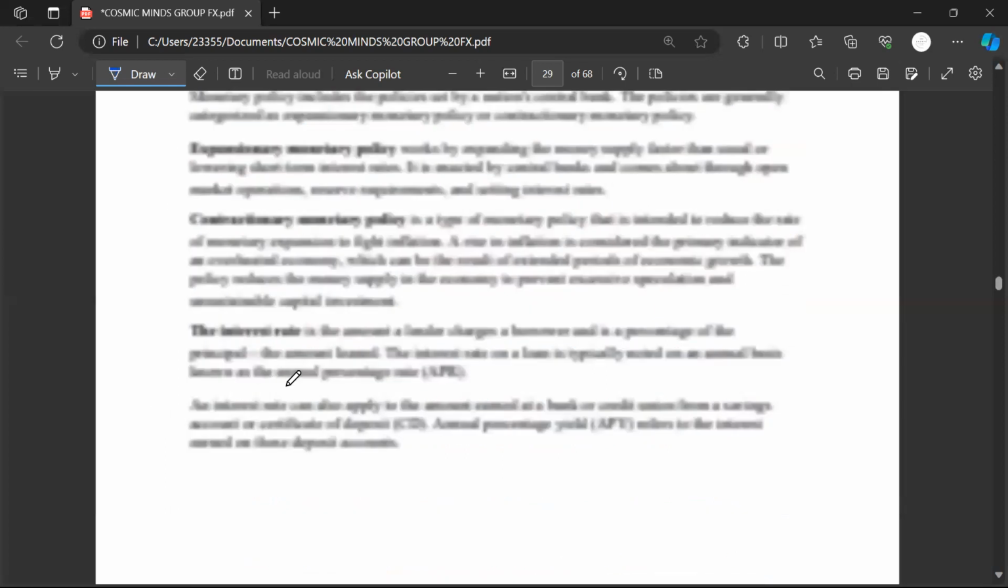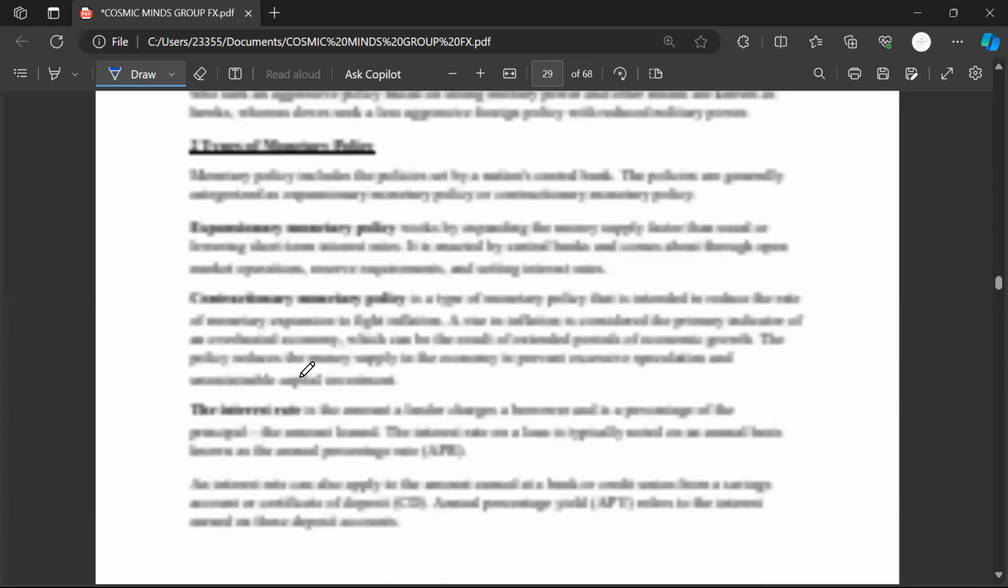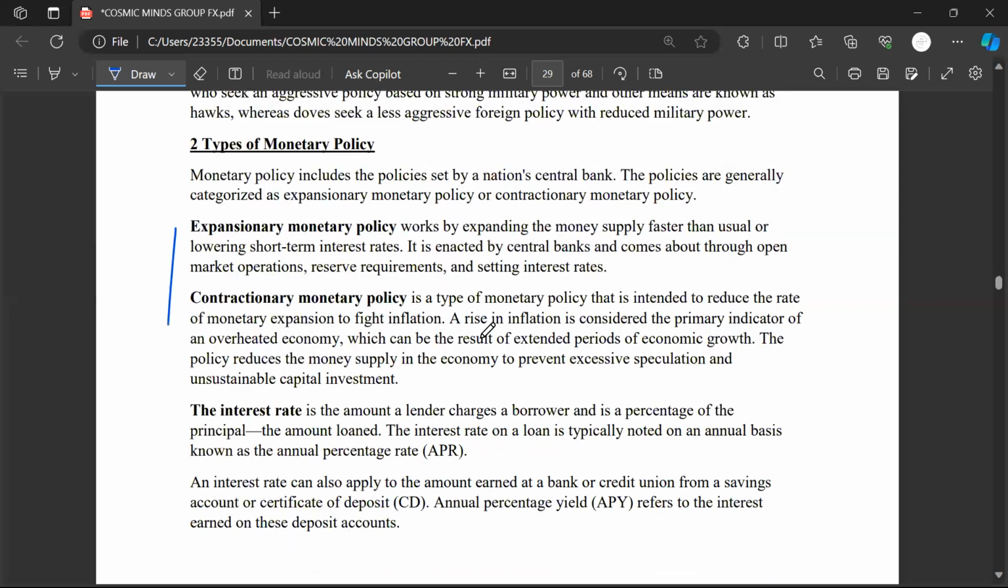Now let us look at this key keyword. You realize that this term is going to run throughout this explanation: inflation and interest rate. They go hand in hand. It's going to run throughout.